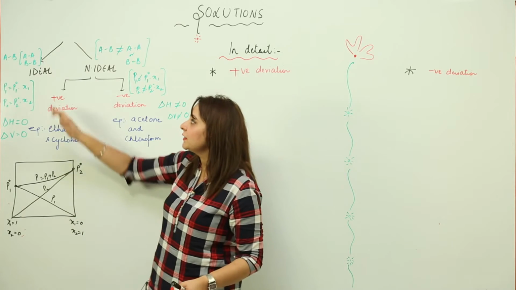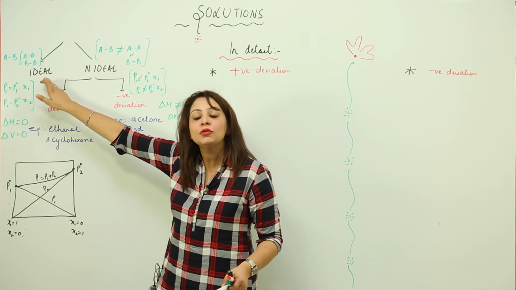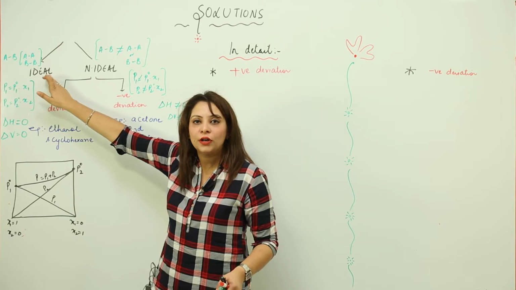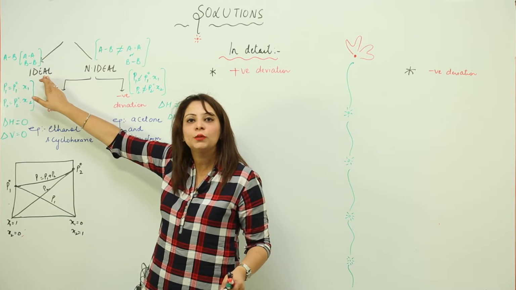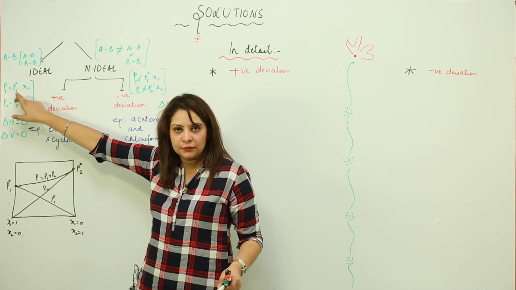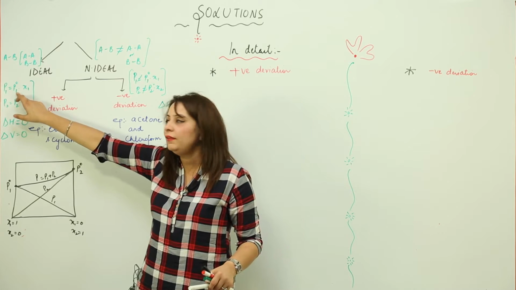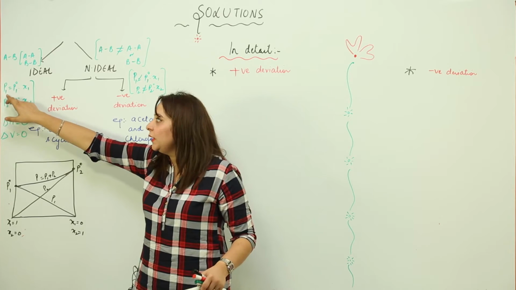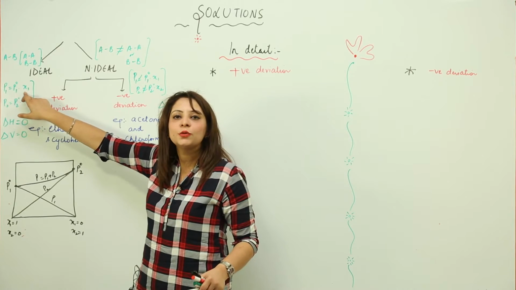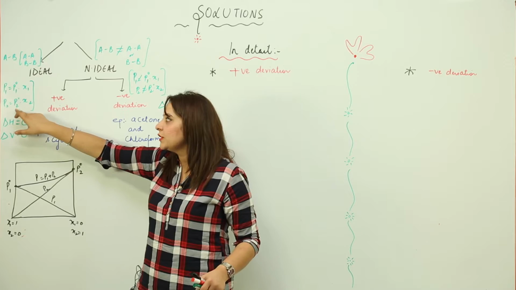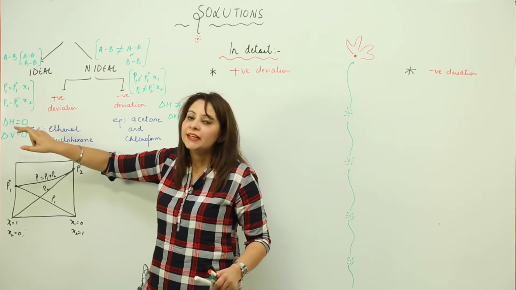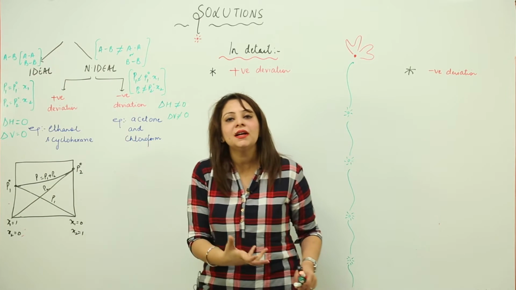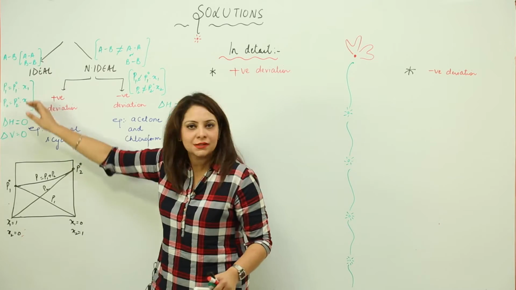So, that means this ideal solution is going to obey Raoult's law. And what do you mean by Raoult's law? Raoult's law says that partial pressure is equal to the product of the pressure exerted when it is in pure form and its mole fraction, right. So, suppose P1 is exerted by A, then P1 is equal to P1 naught into X1, and similarly P2 is equal to P2 naught into X2. Right. So, that means an ideal solution obeys Raoult's law.